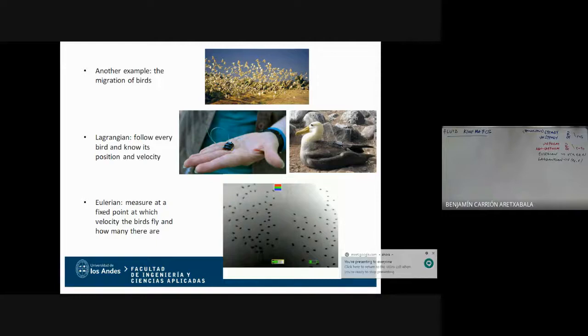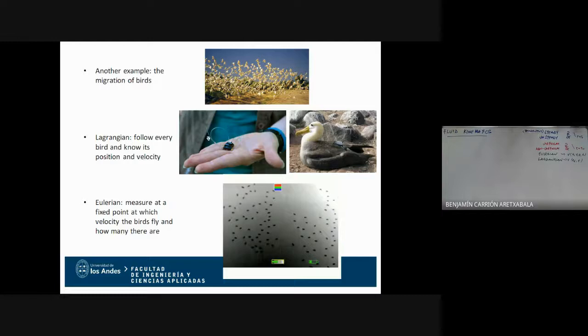Here's another example of the distinction between Eulerian and Lagrangian. Here you're seeing bird migration. Birds are not a fluid, but we can consider a flow of birds of some sort. You could measure each individual bird with tracking devices and see their velocities and trajectories and how they change over time. Or you could use a camera that counts how many birds are coming through a certain location.